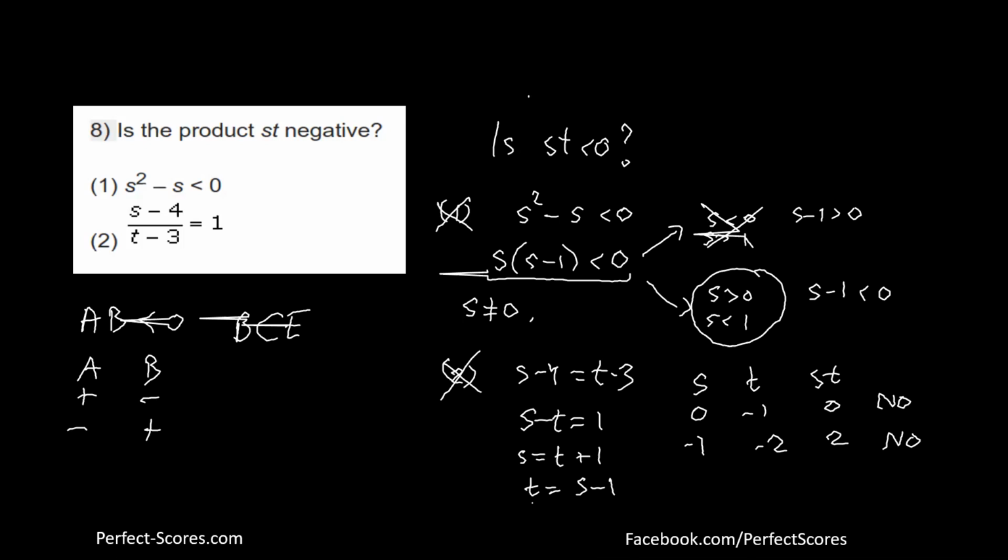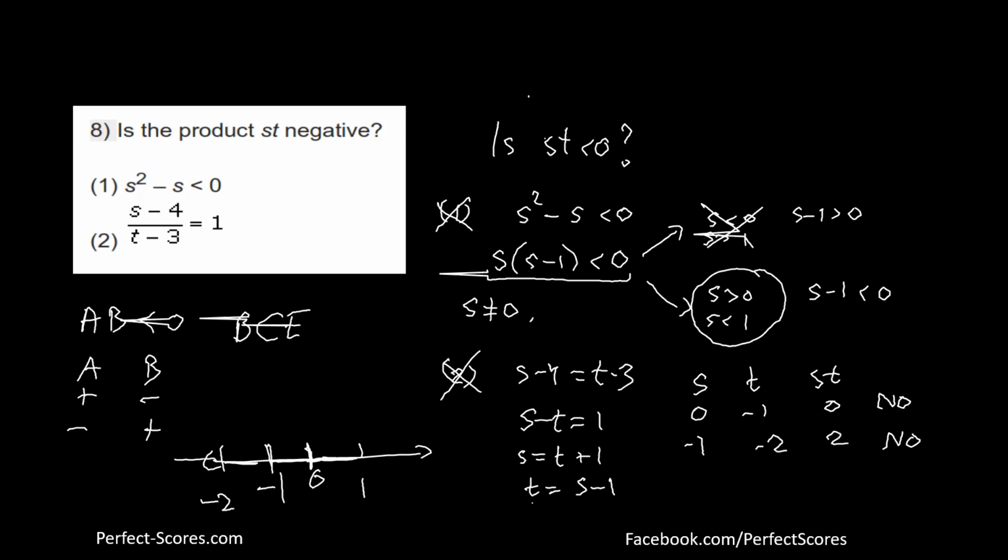S and T are consecutive integers. If S and T are consecutive integers, can their product ever be negative? For their product to be negative, one has to be positive and the other negative. And it is not possible, because if you look at the number line, this is 0, this is 1, this is negative 1. The only consecutive integers that will give you 0. If you go beyond that, it will start giving you positive numbers.